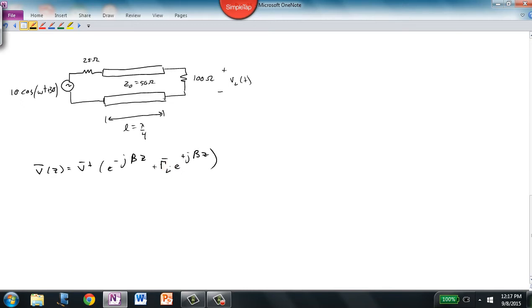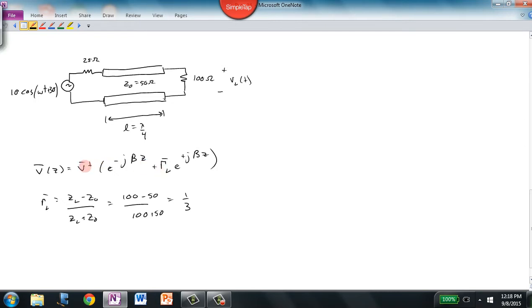What we want to first do is find the reflection coefficient. So the reflection coefficient at the load is given by ZL minus Z0 over ZL plus Z0. It's 100 minus 50 over 100 plus 50. So that's 50 over 150. So we've got a reflection coefficient of 1/3. It's purely real, which means 1/3 of the incident voltage wave gets reflected back, and no phase shift occurs during that reflection.